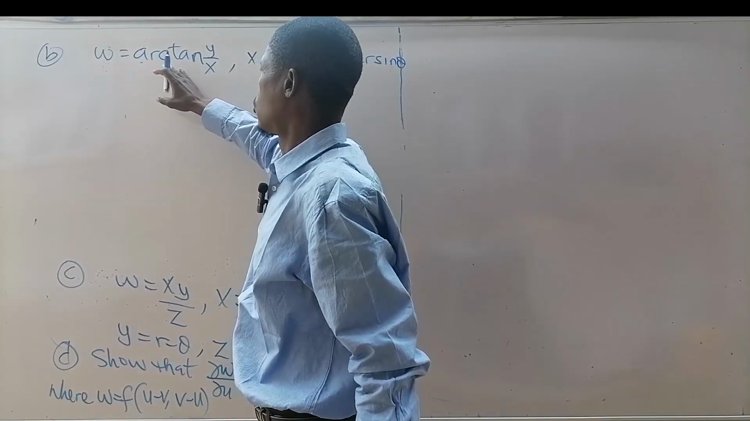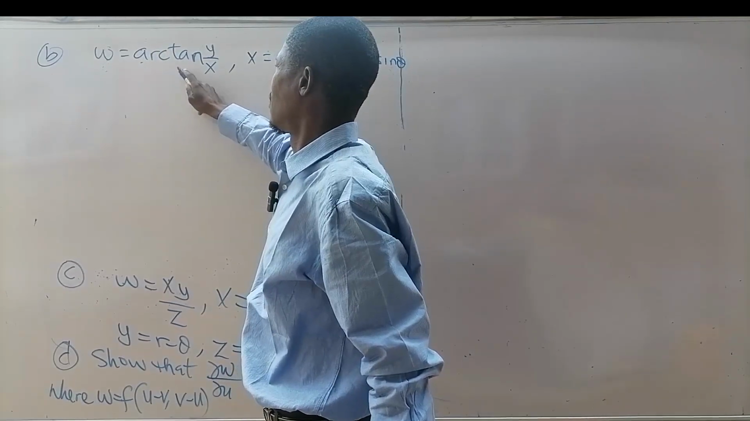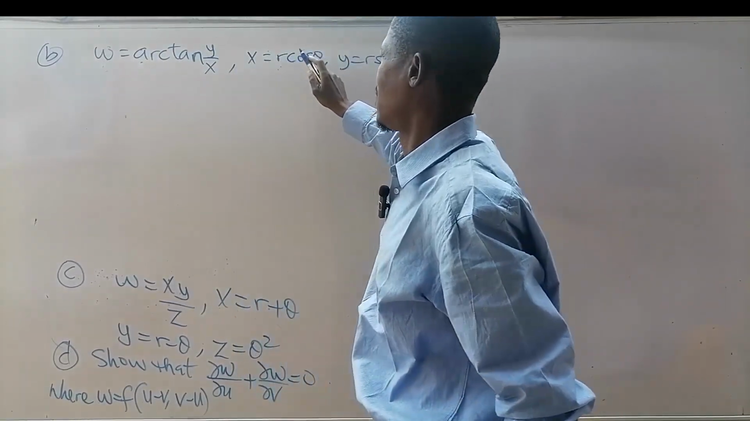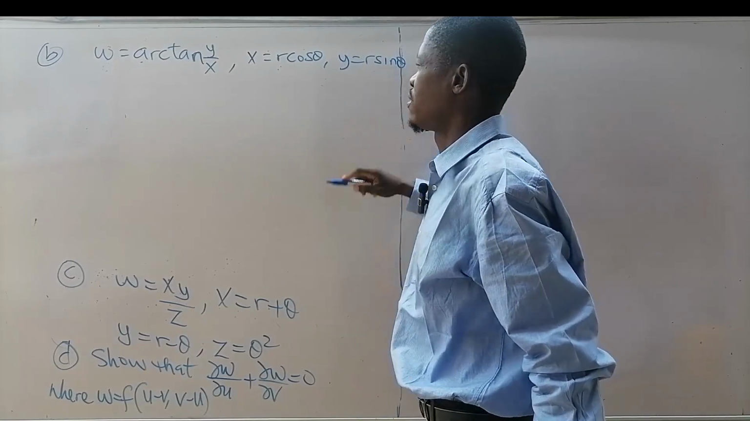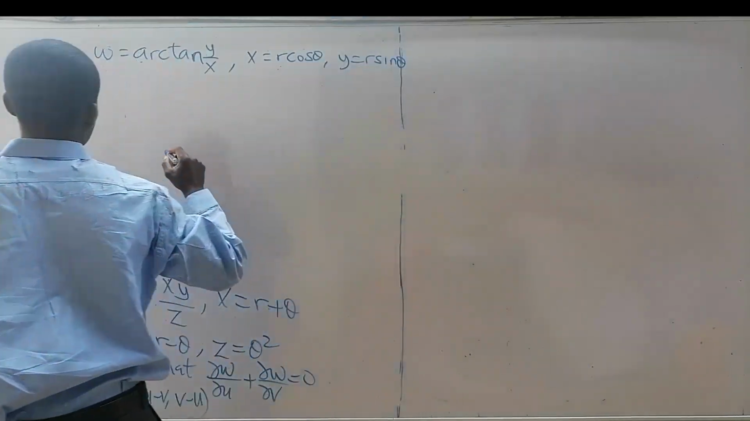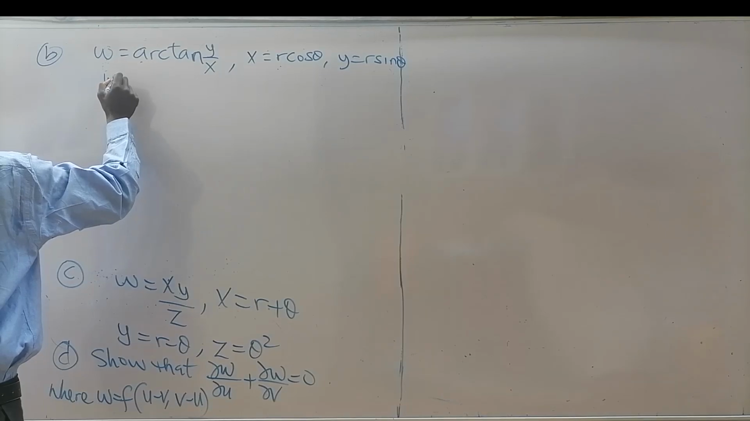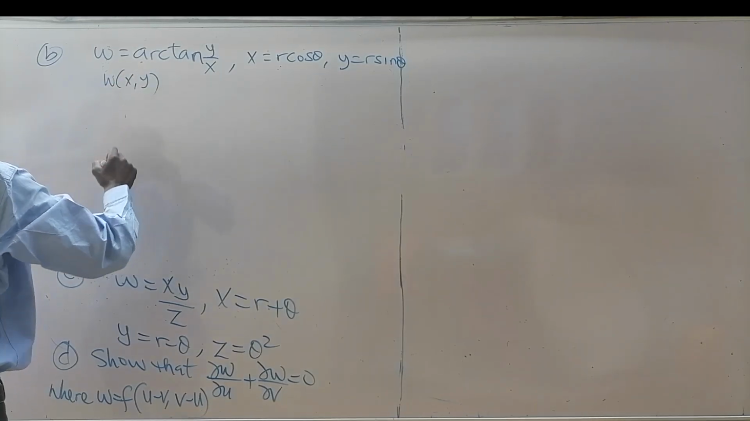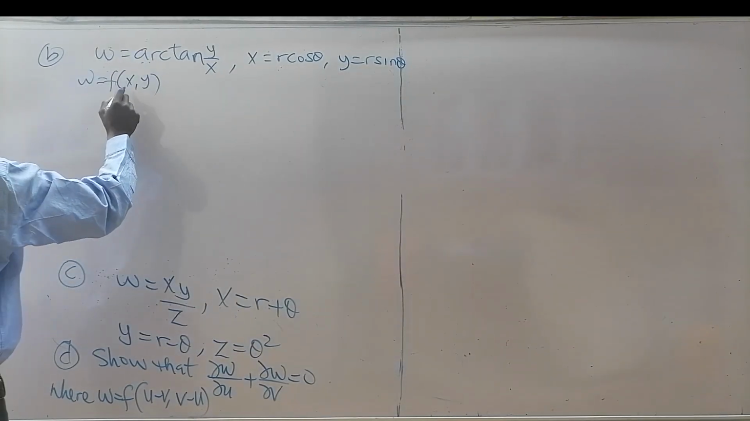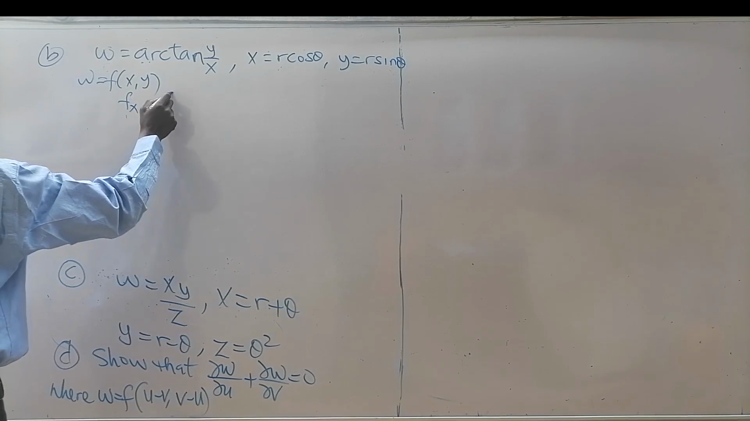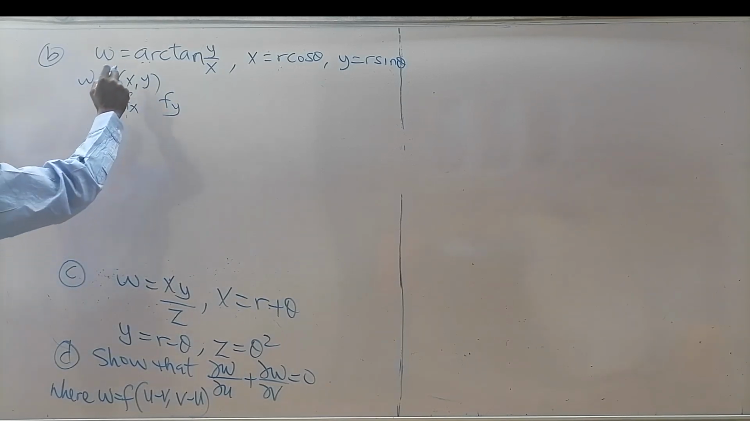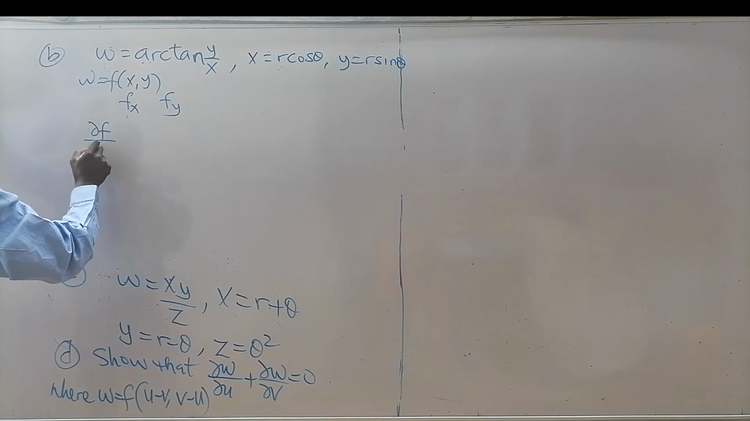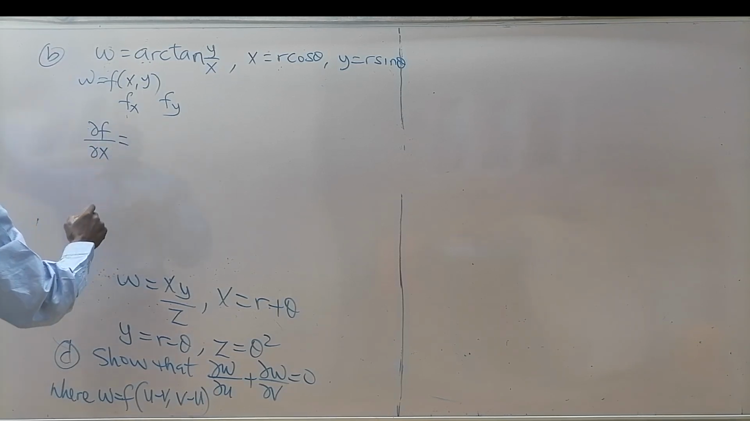Part B: we have w equal to arctan(y/x), and then x is equal to r cos θ, y is equal to r sin θ. The first thing we do, since we know that w is a function of two variables, is differentiate this with respect to x, and we also find the derivative with respect to y. So we need to find ∂f/∂x.